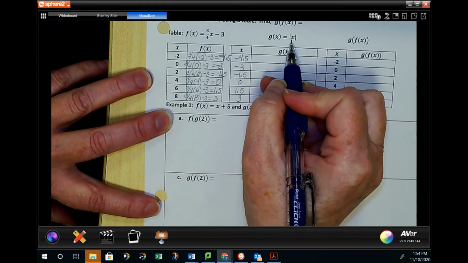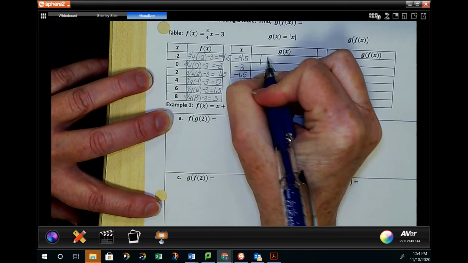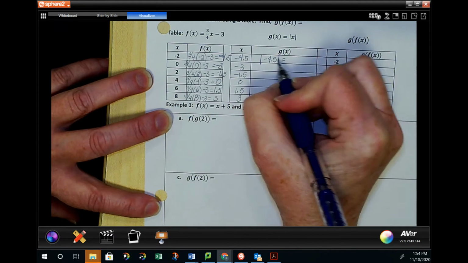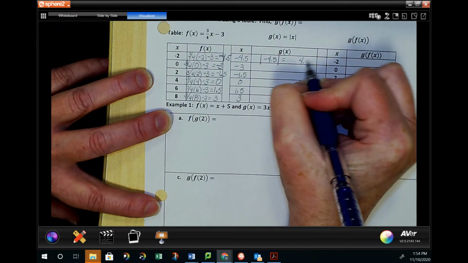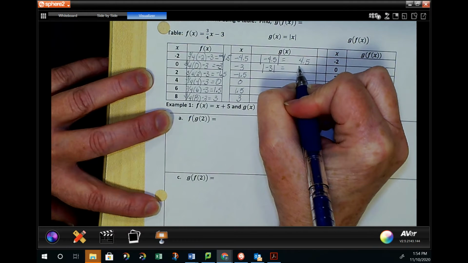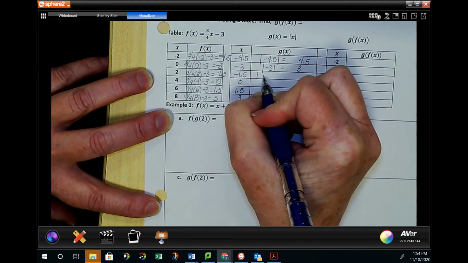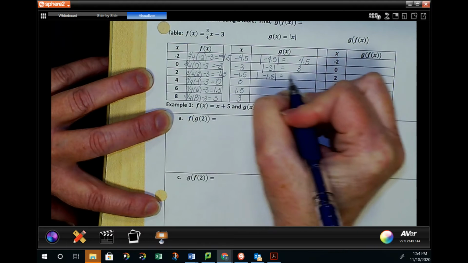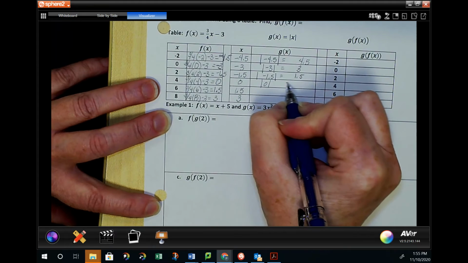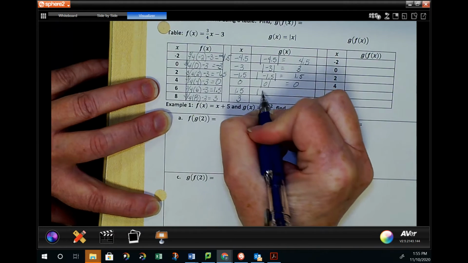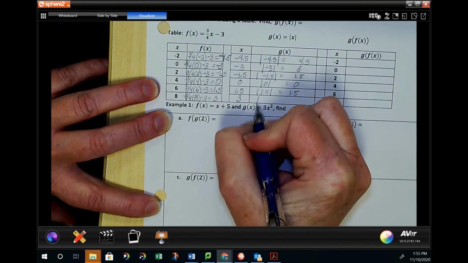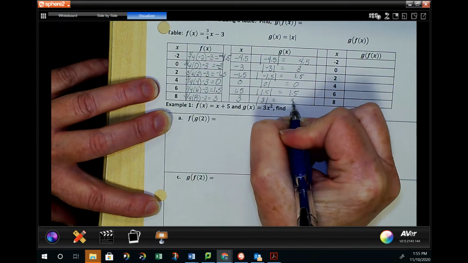So now I'm going to plug those in. I'm going to do the absolute value of -4.5, and the absolute value of -4.5 is positive 4.5, or just 4.5. The absolute value of -3 is 3. The absolute value of -1.5 is 1.5. The absolute value of 0 is 0. The absolute value of 1.5 is 1.5. And then the absolute value of 3 is 3.